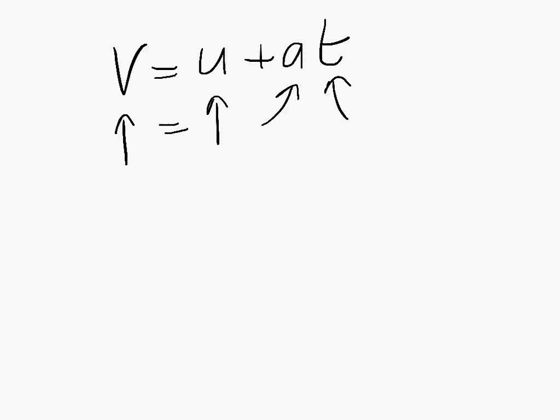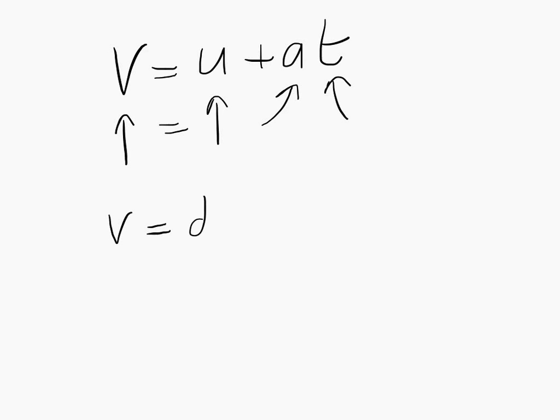So we start with v equals u plus at. Here we have the velocity at time t, which equals the initial velocity plus the acceleration multiplied by the time. And that's all that says. So we have this equation. Now let's rewrite v in another way.